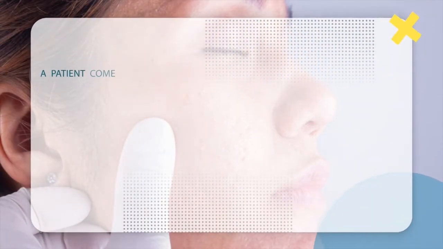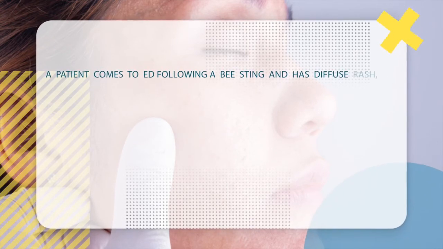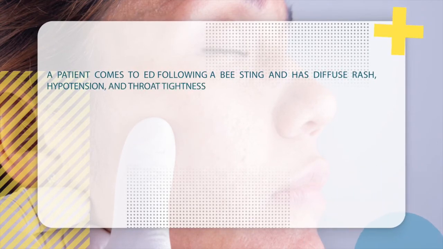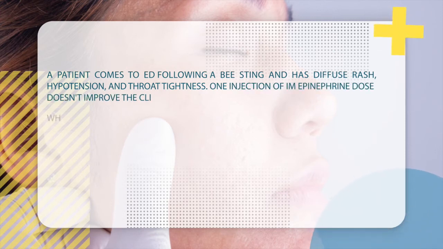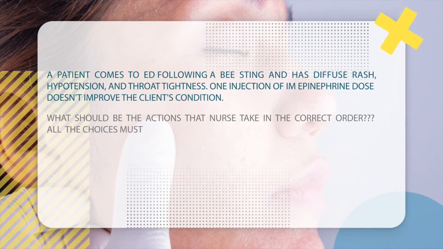A patient comes to ED following a bee sting and has diffuse rash, hypotension, and throat tightness. One injection of IM epinephrine dose doesn't improve the client's condition. What should be the actions that the nurse takes in the correct order? All the choices must be used.